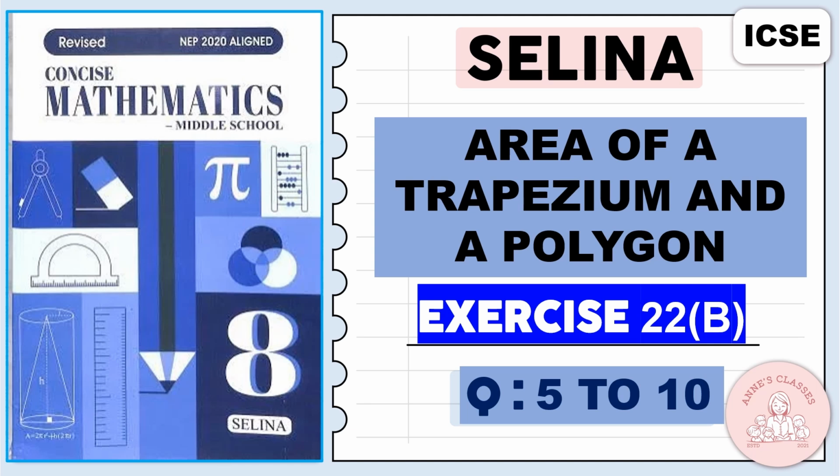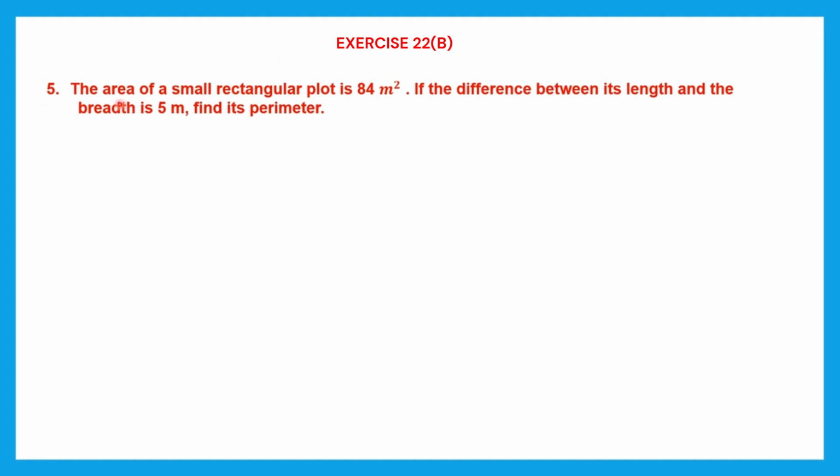Let's do area of a trapezium and a polygon, exercise 22b, and we are with question 5. The area of a small rectangular plot is 84 meters square. If the difference between its length and the breadth is 5 meters, find its perimeter.